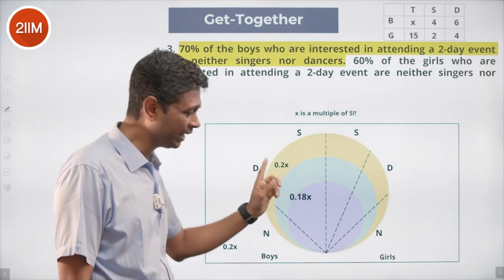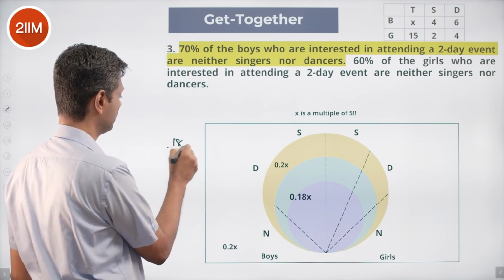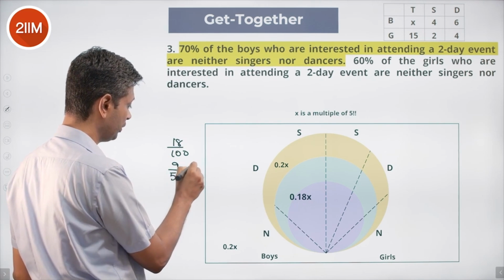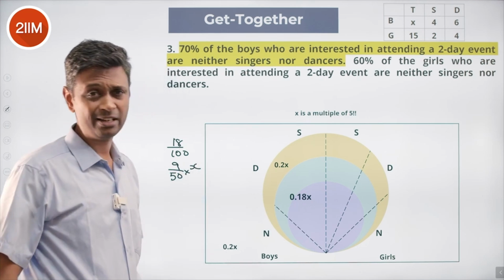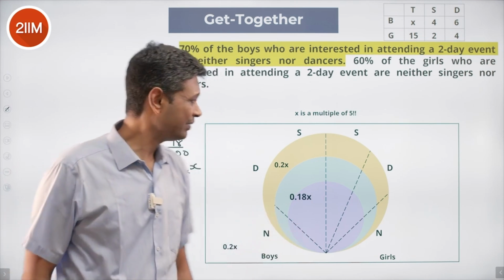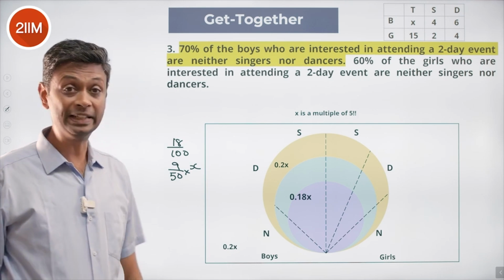This is 0.18x. 0.18 is 18 by 100, or 9 by 50 of x. 9 by 50 means x should be a multiple of 50, otherwise this won't be an integer. If x were 50, this will be 9. If x were 100, this will be 18.